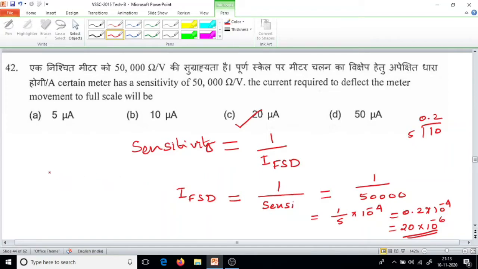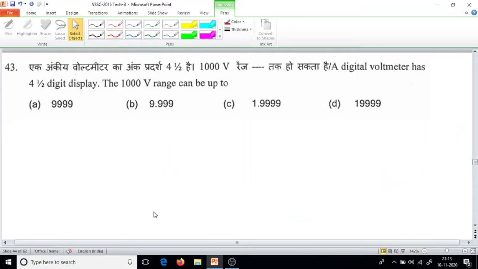Now, in a voltmeter, how is the resistor connected? The resistor is always connected in series with a voltmeter. But in an ammeter, the resistor is always connected in parallel with it. Okay, so we'll go to the next question.